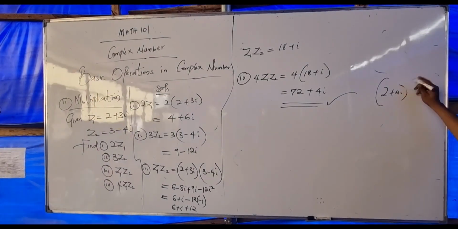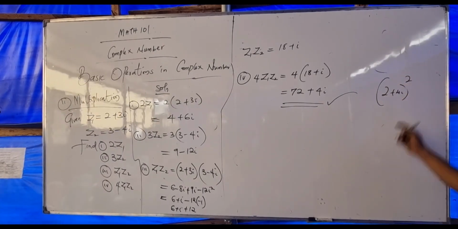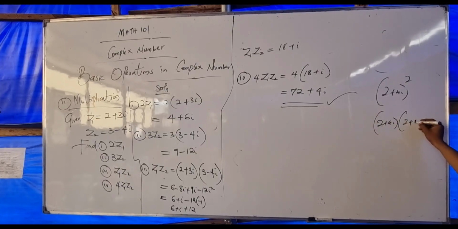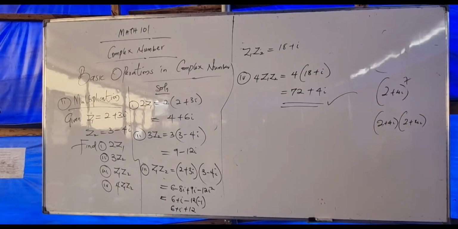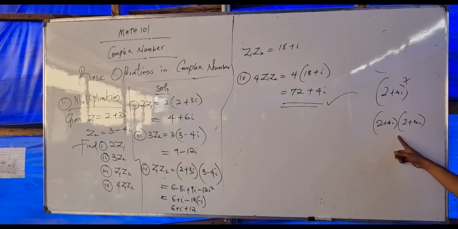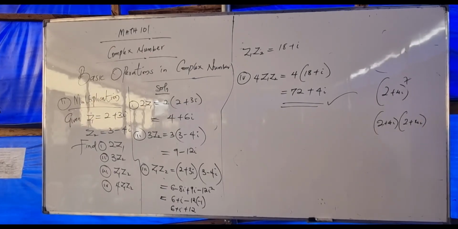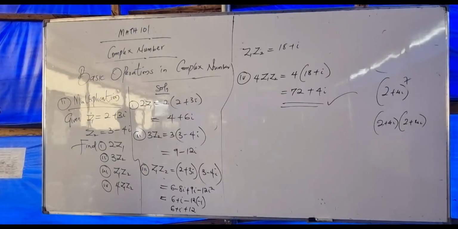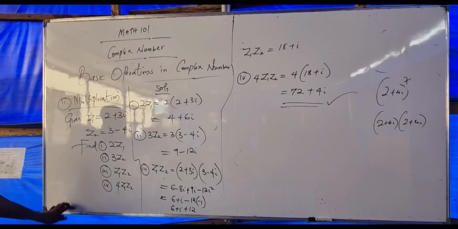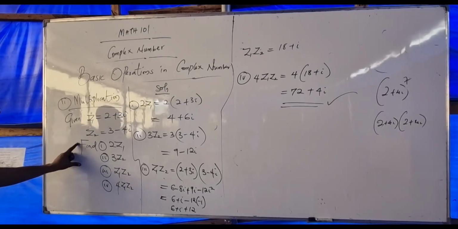You know if you are doing raised power 2, it's very easy to expand. What do you do here? 2 plus 4i times what? 2 plus 4i. But if you are doing something like 7, you can't start doing it this way; you will not finish that work that day. So I'll show you how to expand, either using the binomial expansion formula or Pascal's triangle.